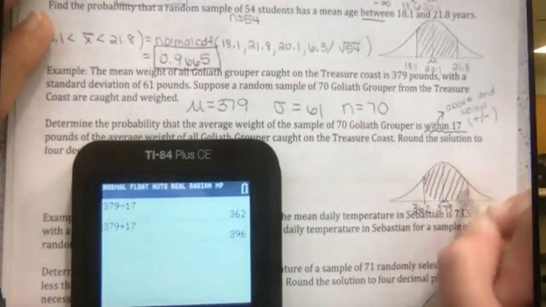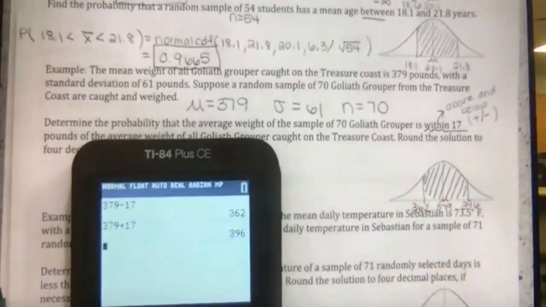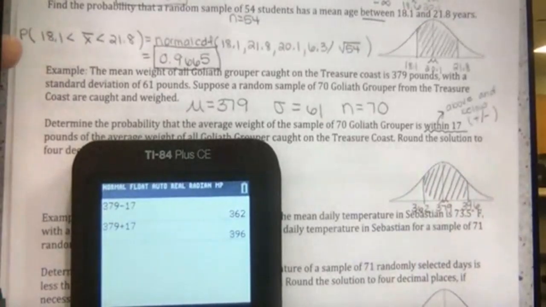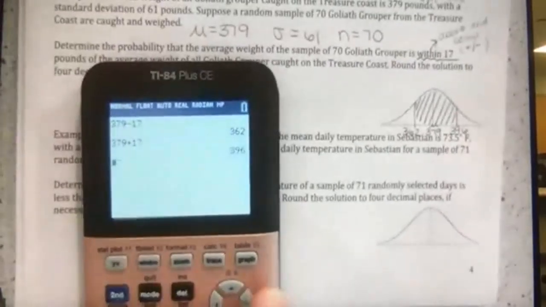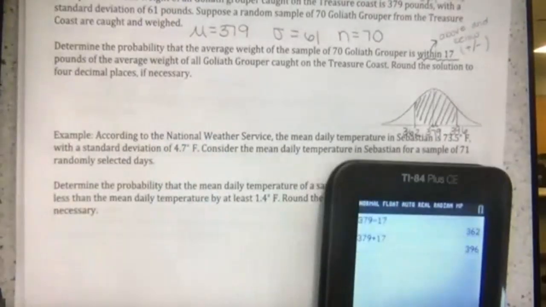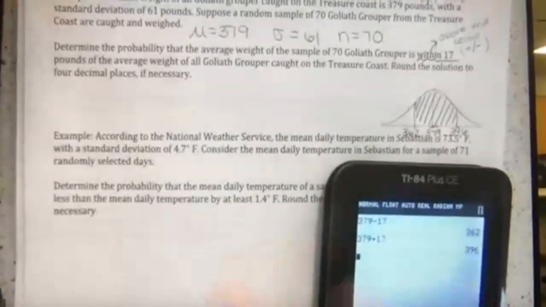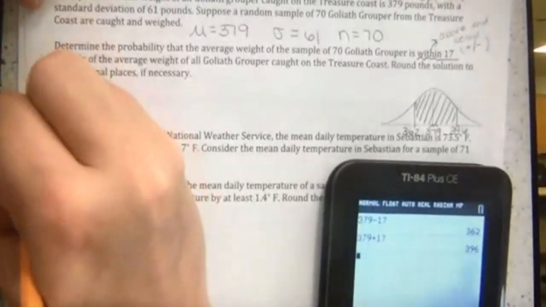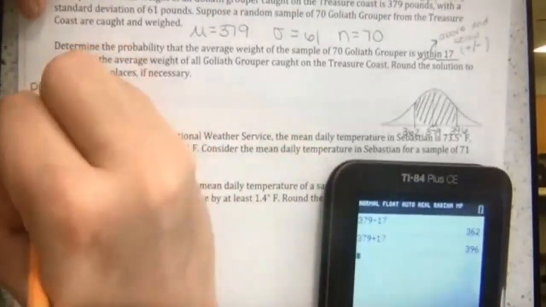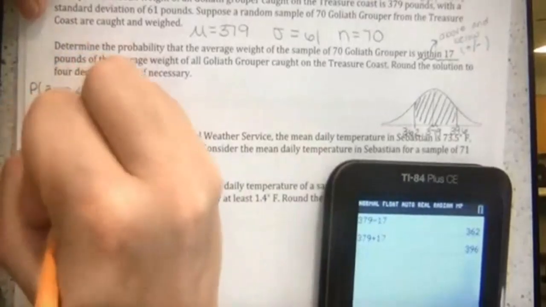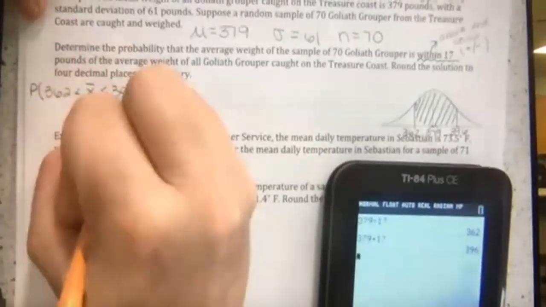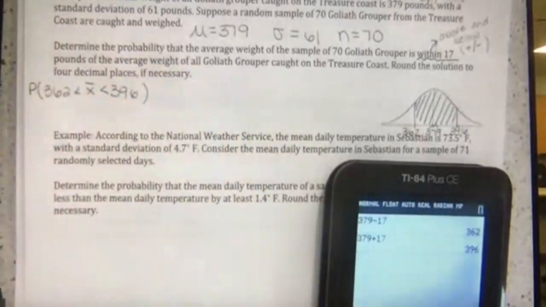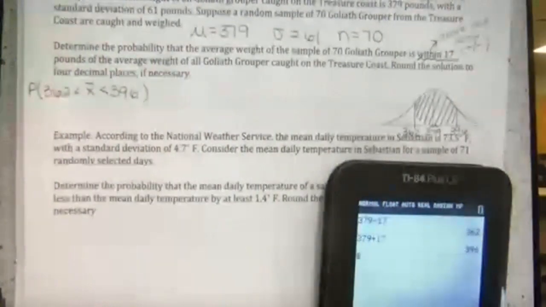So we're trying to find what is the probability that the sample mean is between 362 and 396. That word within means above and below. Now that we have it written, it's the same thing we've been doing. So our probability that our X bar is between 362 and 396. So probability that 362 is less than X bar. We're talking about a sample, so X bar is less than 396.